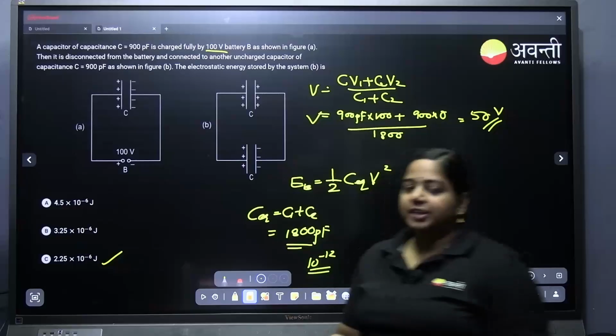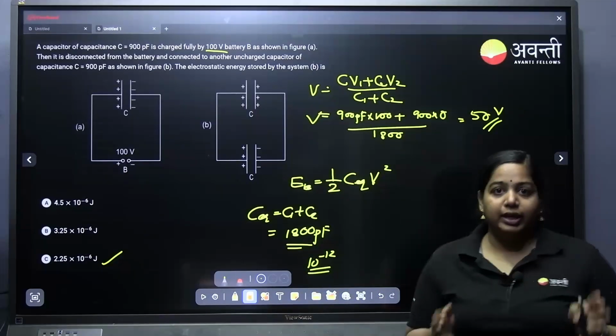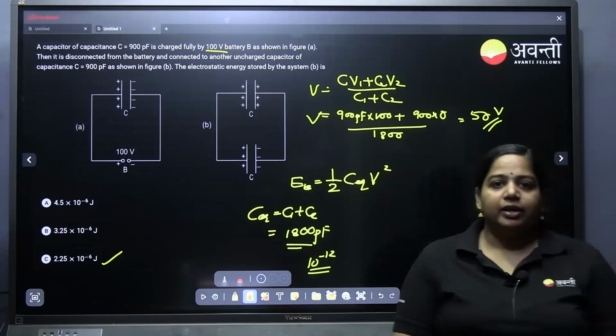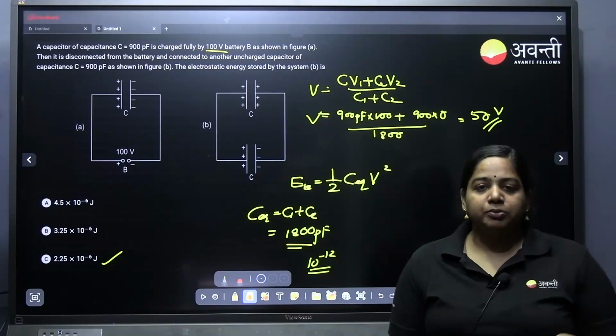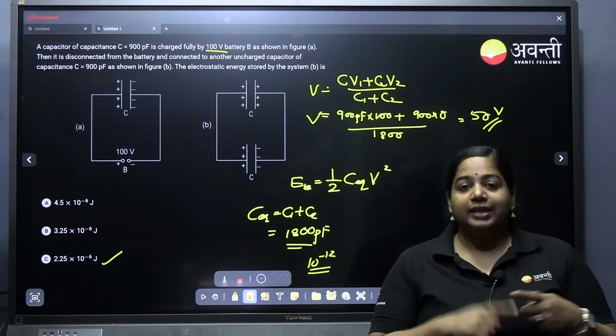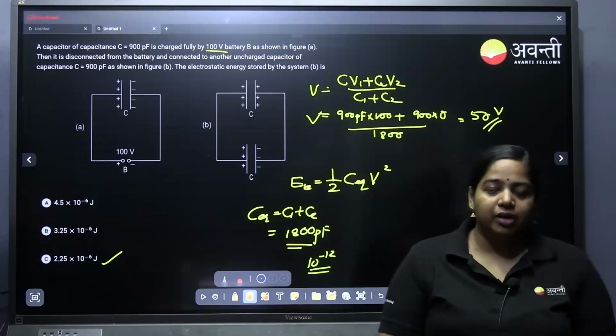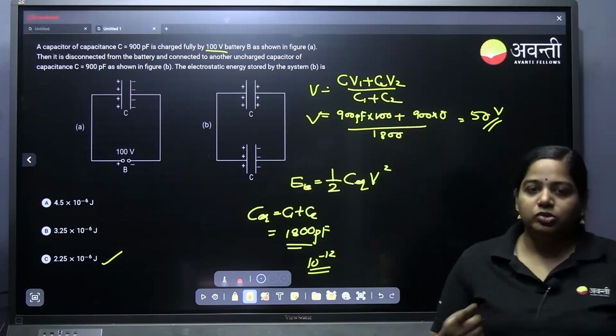Okay, your calculation should be this fast. For NEET, when you are attending, do you know the concept or not is one thing. Next thing is your calculation should be fast because you have 1 minute to solve a question there.